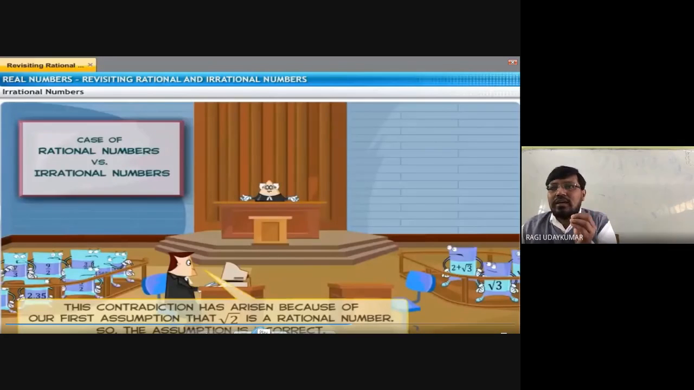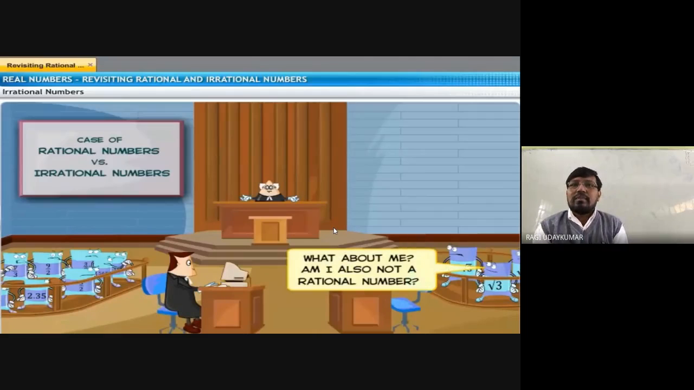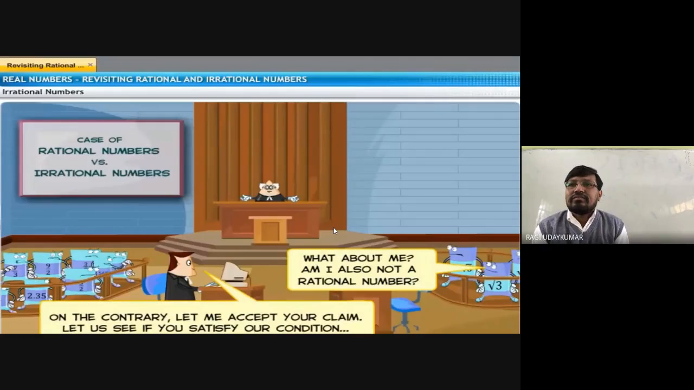Okay, you said irrational, no, rational. When we consider rational numbers, it fails at the last. So this contradiction is arising because we assumed that root 2 is a rational number. Because of considering root 2 as rational, we got a wrong conclusion at the end. So this proves that root 2 is an irrational number. Like that, the public prosecutor proved it.